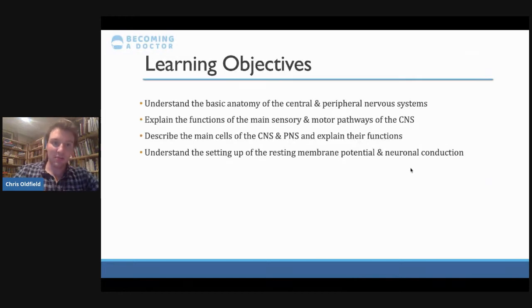The things we're going to be going through today are firstly just the basic anatomy of the central and peripheral nervous systems. Then we're going to be spending quite a bit of time on the main sensory and motor pathways of the CNS, particularly the routes that they take, where they decussate, and where the synapses are. We're then going to be looking at the main cells that you find in the peripheral nervous system and the central nervous system, and explain what their functions are. And then finally, we're going to look more at neurons in particular, how the resting membrane potential is set up, and then how the signal is passed through neurons and through synapses.